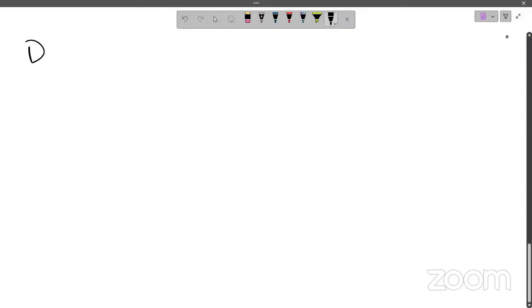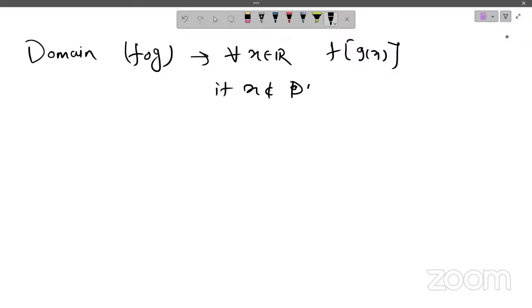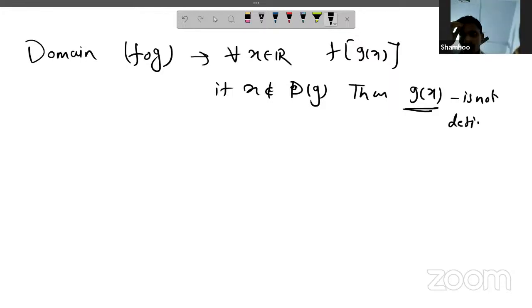Yes, f of g of x is different from f, because first of all we want to find the domain of f composite g. That means we want to find all x belonging to the real numbers for which f of g of x is well defined, right? Now suppose x does not belong to the domain of g, represented by Dg, the domain of g. Then we cannot say anything about g of x, right? It is not defined. Yes, ma'am. Right. This part is clear.